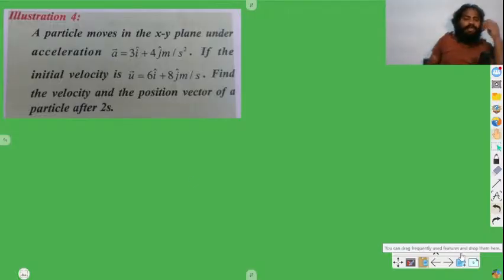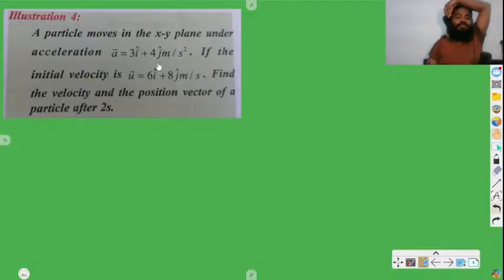Okay guys, let us see this question. What he is saying is, a particle moves in the xy plane under an acceleration of a is equal to 3i cap plus 4j cap meter per second square. If the initial velocity u bar is equal to 6i cap plus 8j cap meter per second, find the velocity and the position vector of the particle after 2 seconds, right? After 2 seconds they're asking the velocity and position. Position in the sense you have to find out s, displacement, right? Did you understand the question?